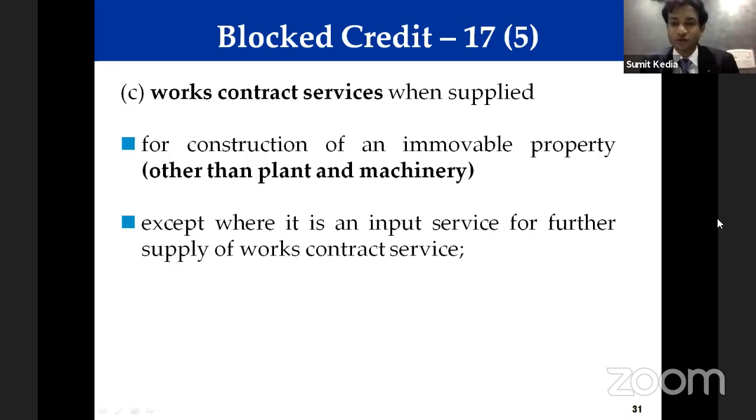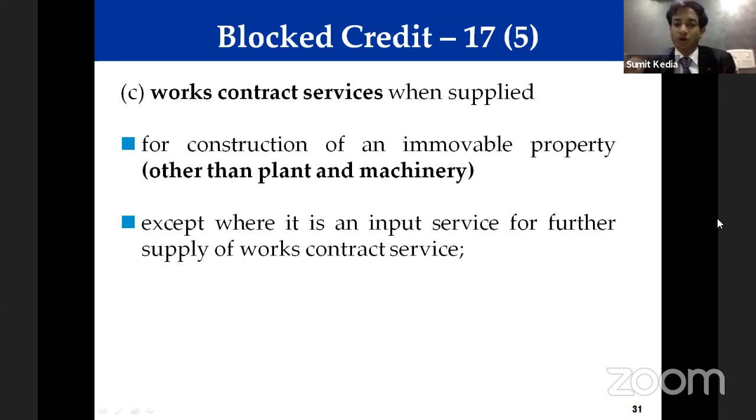Now, coming to the next item, which is works contract service. This is one of the most interesting items. I will read the next entry also because clause C and clause D are almost similar: works contract service and construction service. So this says works contract service when supplied for construction of an immovable property other than plant and machinery, except where it is an input service for further supply of works contract service.